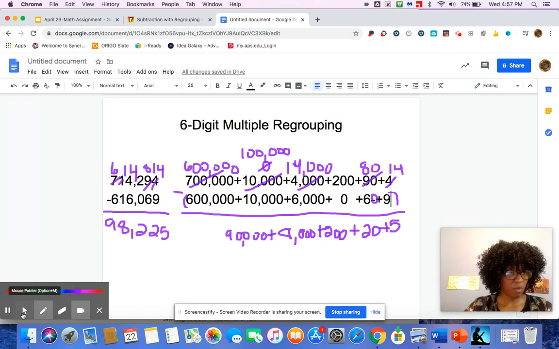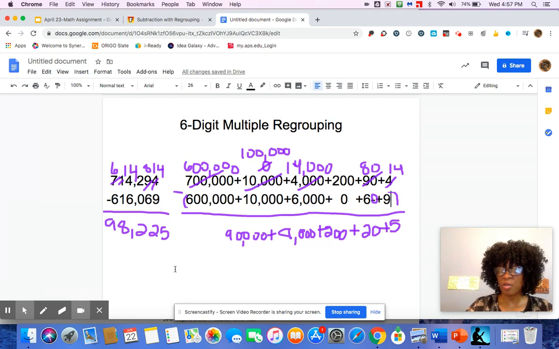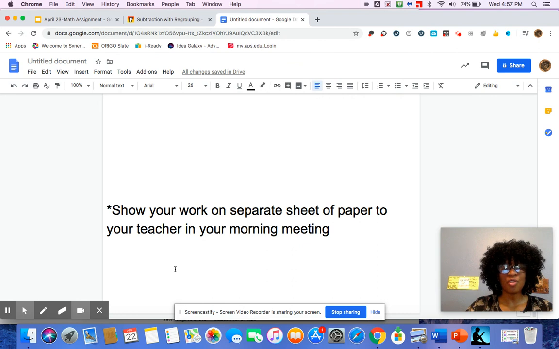Now, let's look at one thing really fast that I want you to remember when you are working on your work tonight. You need to show your work on a separate sheet of paper. Now, you can show it to your teacher in your morning meeting if that's something that you do. That's what I put here. Some people do that. I know others of you are taking pictures of your work and emailing it or getting it to your teacher in another way. But I want you to make sure that that's something that you do today because, again, you are being asked to separate your numbers into the place value and show how you're borrowing and regrouping on your work tonight. Okay, so make sure that you do that.